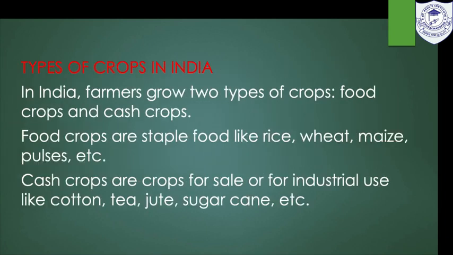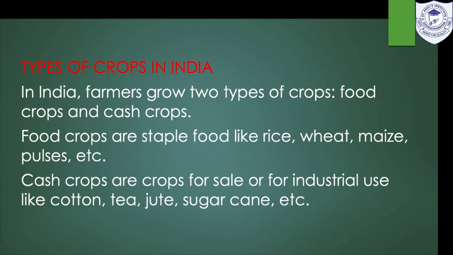Next, types of crops in India. In India, farmers grow two types of crops. What are they? First, food crops. Second, cash crops. Food crops are staple food like rice, wheat, maize, pulses, etc. Now here for us, especially for the people of Lamka, we greatly depend on rice, isn't it? That means it becomes a routine food. We call it staple food.